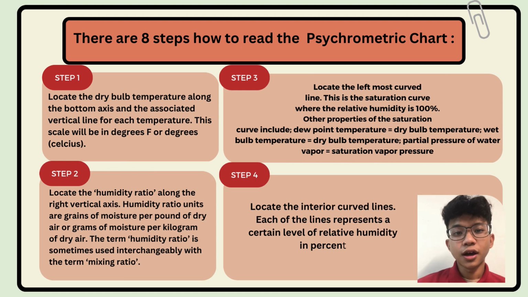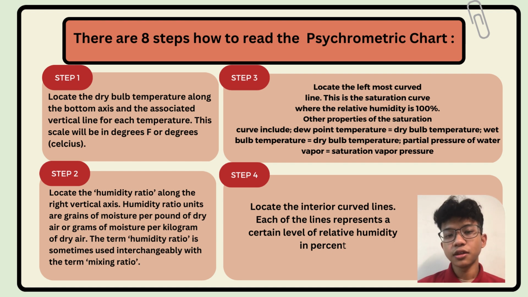So, I would like to explain how to read the psychrometric chart. The first step: locate the dry bulb temperature along the bottom axis and the associated vertical line for each temperature. This scale will be in degrees Fahrenheit or degrees Celsius.